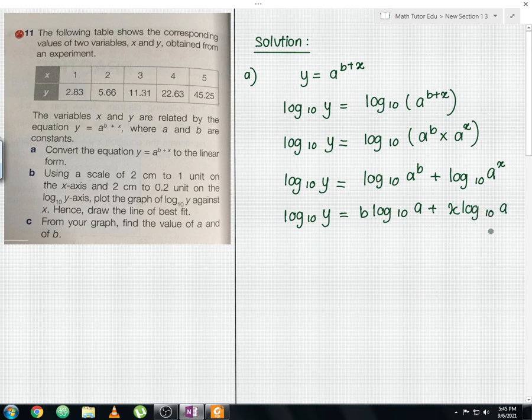Okay, so for the last step, we're going to express the whole equation in terms of the straight line equation form, which is y equals mx plus c.